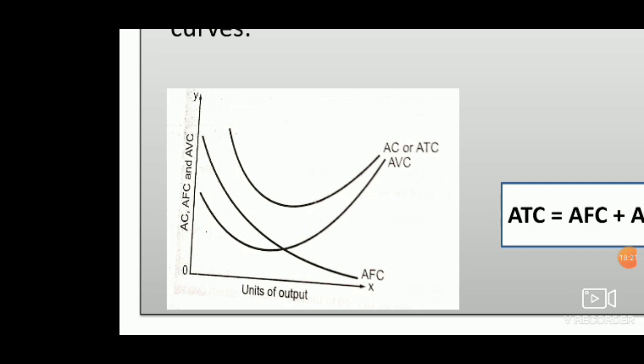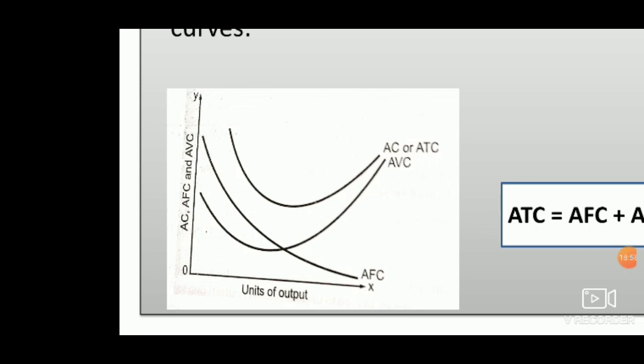This is because during this stage the fall in the AFC curve is greater than the rise in the AVC curve. But as output increases further, there is a sharp rise in AVC which more than offsets the fall in AFC. Therefore, the ATC curve first falls, reaches its minimum and then rises. Thus, the average total cost curve is a U-shaped curve.